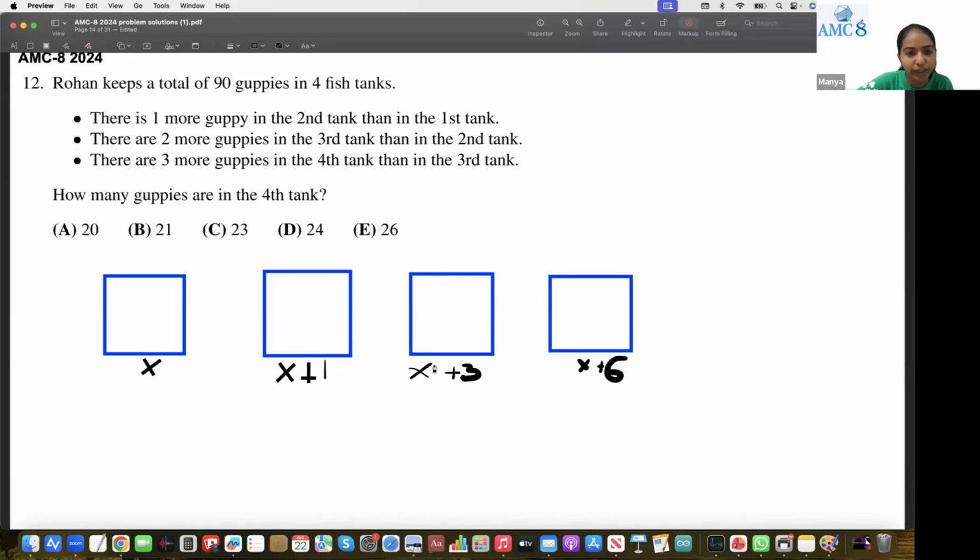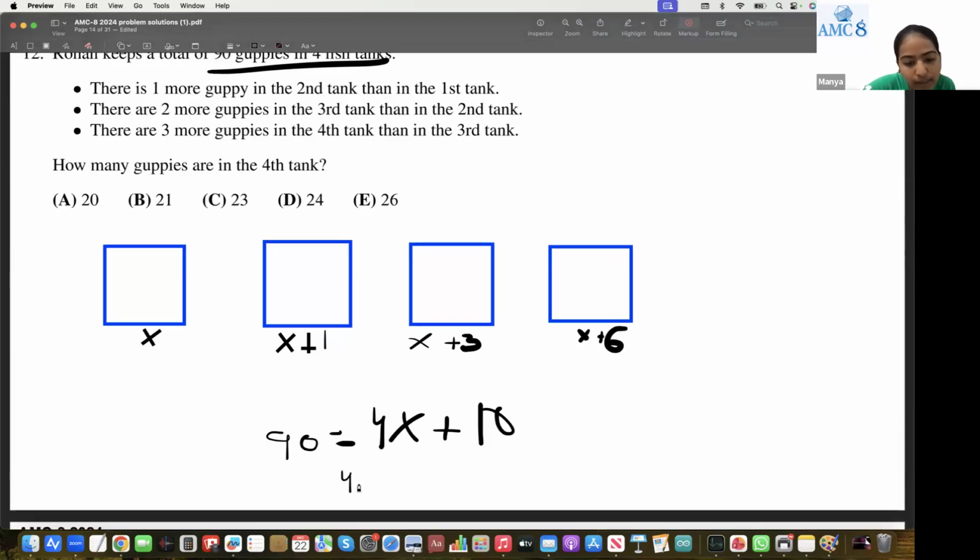So now we can make an equation here. We know that there's 90 guppies in total in 4 fish tanks. So we can do 90 equals X plus X plus 1 plus X plus 3 plus X plus 6. And we should be getting 90 is equal to 4X plus 10, if we just add all of these up right here. 4X is equal to 80. And dividing by 4, X is equal to 20.